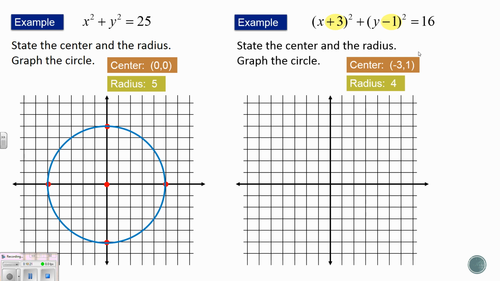Okay, so now I'm going to plot my center, and then I'm going to count 4 units in each direction, and then I'm going to connect the dots to get my circle. All right, moving right along.